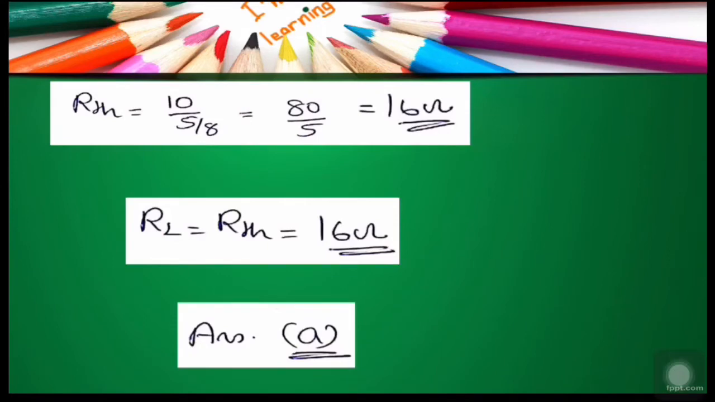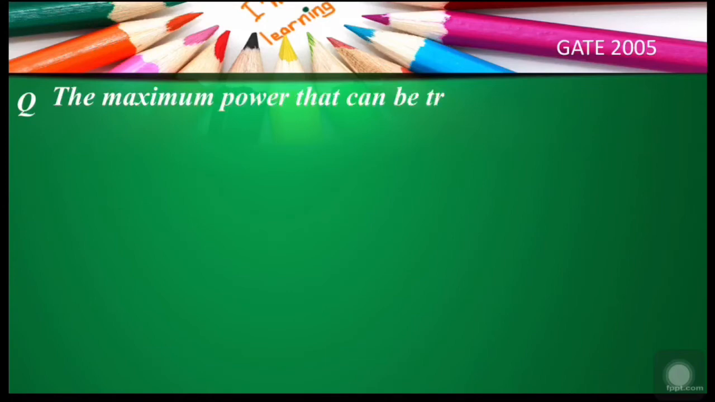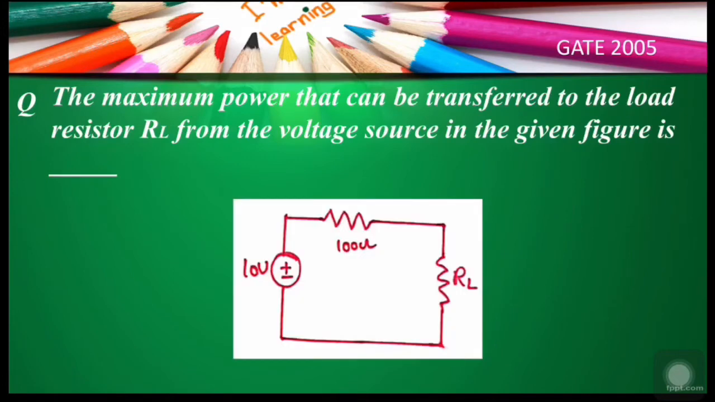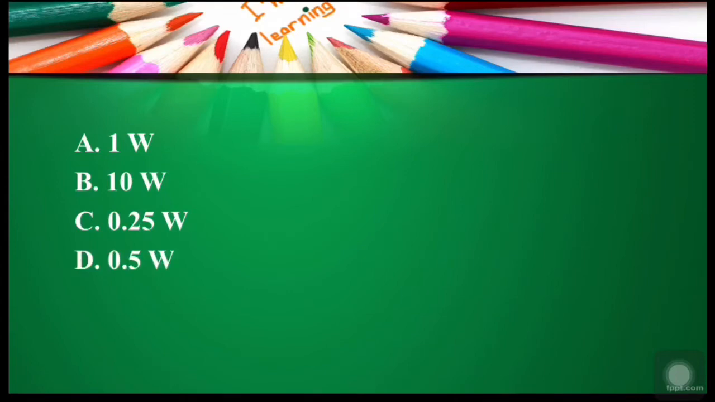The next question I have for you is from GATE 2005. The maximum power that can be transferred to the load resistor RL from the voltage source in the given figure is dash. The circuit is given here. Now have a look at the four options given. Option A 1 watts, option B 10 watts, C 0.25 watts and option D 0.5 watts. I think you can pause the video and try to solve this question yourselves. It's very simple.